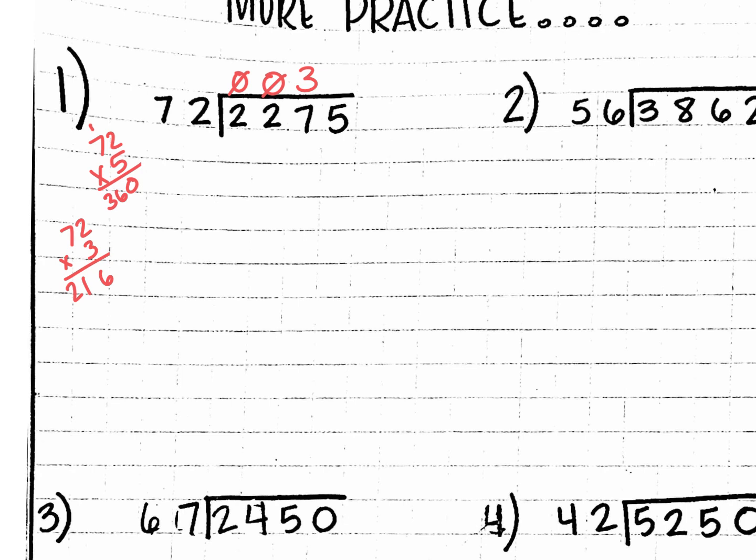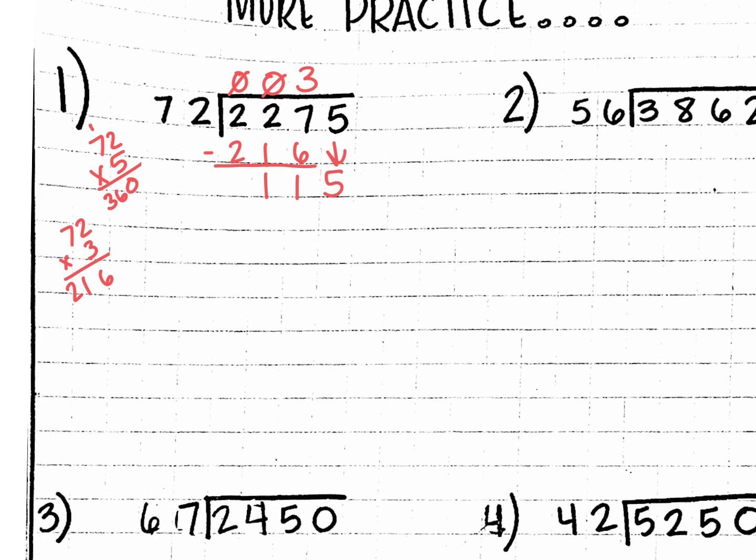I've already done the multiplication part, so I'm just going to write 216 underneath. But now I need to subtract. Divide, multiply, subtract, bring down. Divide, multiply, subtract. I have 11 left over, bring down. That makes 115.